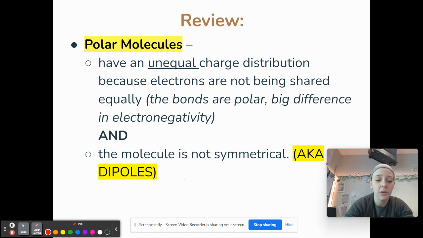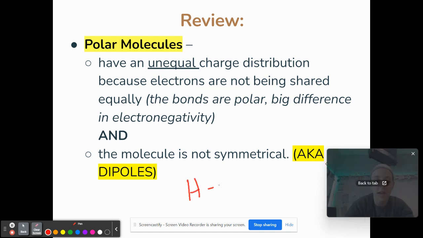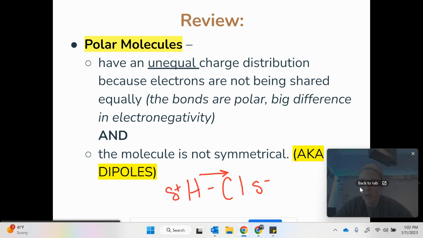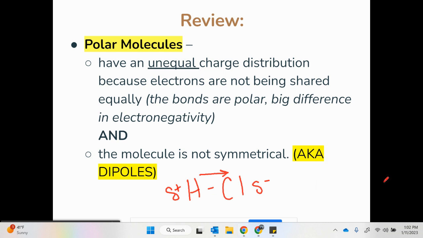If I'm looking instead at something like HCl, what I see here is the electrons are moving towards that chlorine, and that side becomes negative, that side becomes positive.